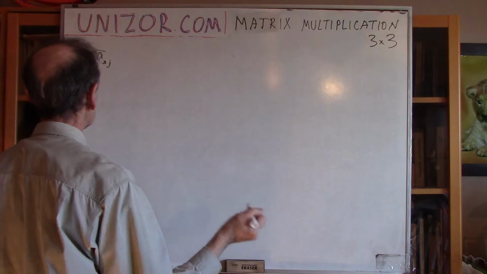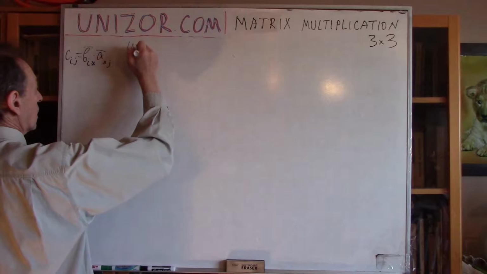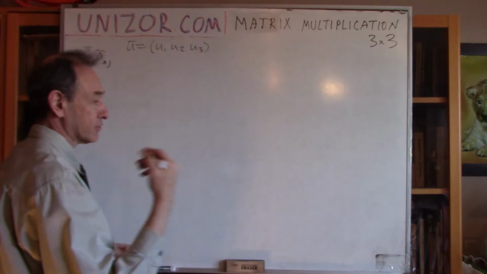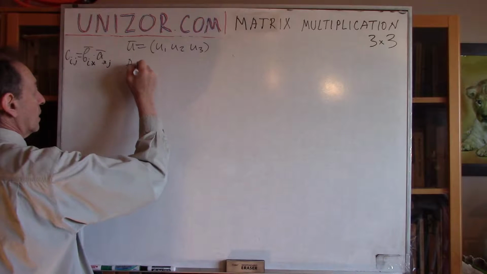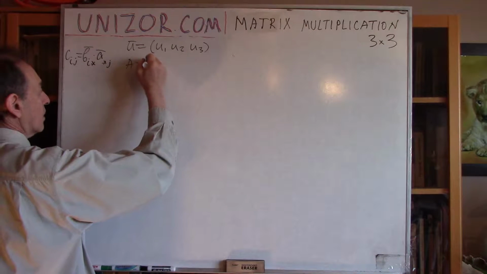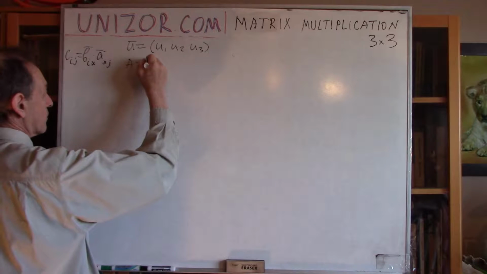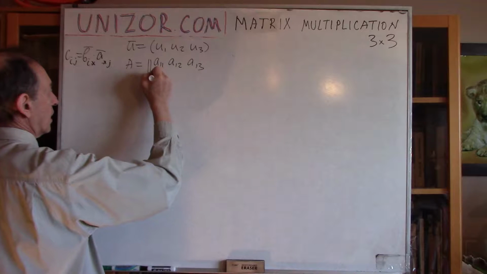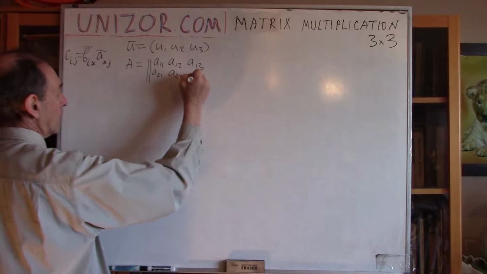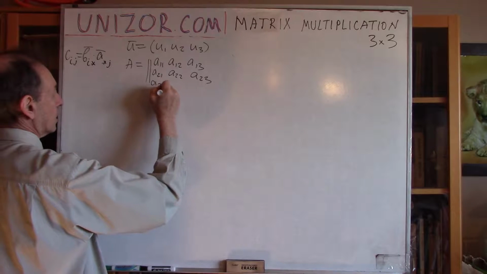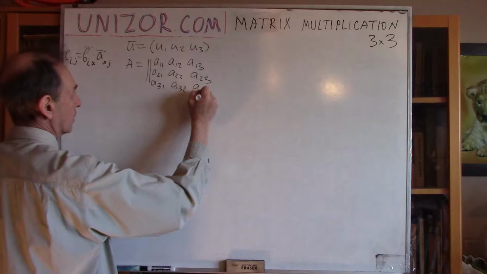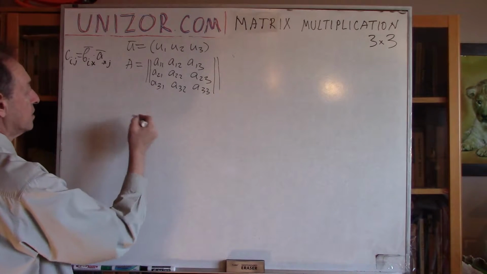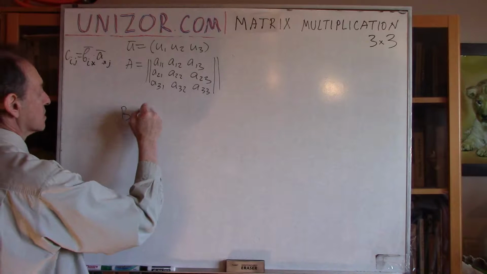So my vector U is U1, U2, U3. My matrix A, which is a 3 by 3 matrix, would be A11, A12, A13, A21, A22, A23, A31, A32, A33. So the first index is a row, the second index is a column. Now the B matrix is similar to this.